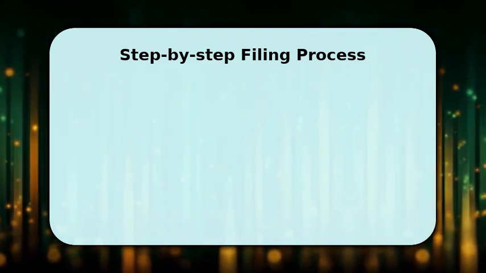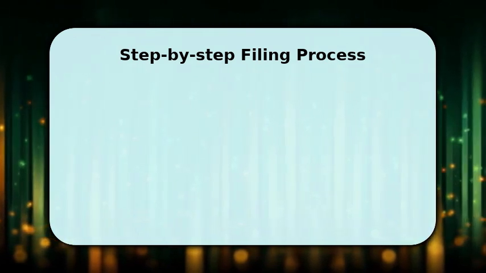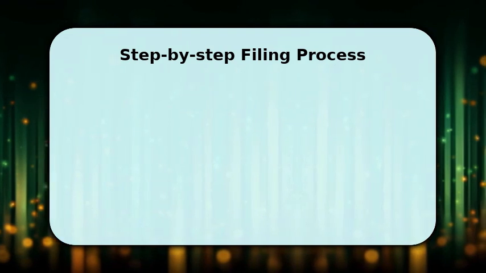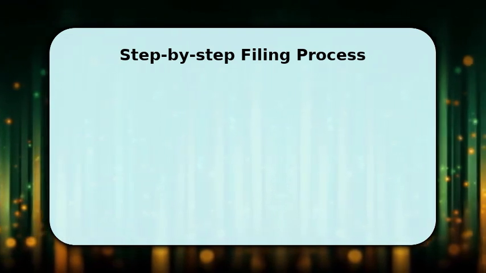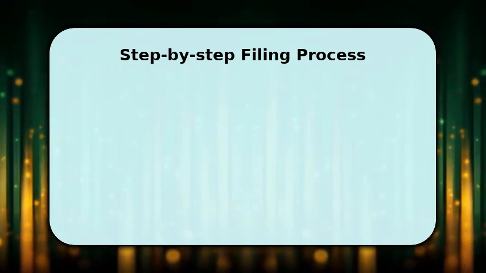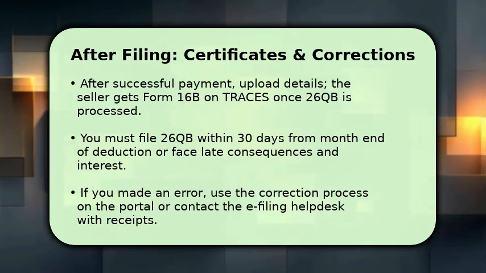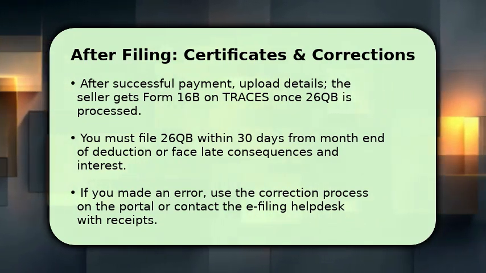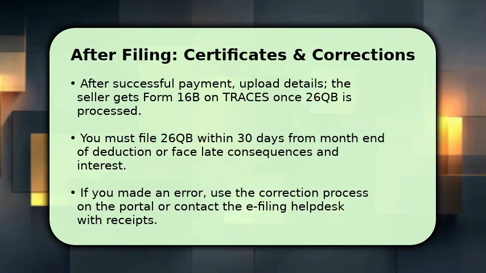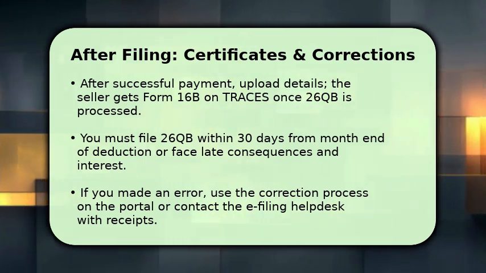Complete the payment for the exact 1% amount plus any bank charges, then download the auto-generated 26QB challan receipt. The portal will display a 26QB reference and payment confirmation for records. Once the 1% TDS payment and Form 26QB submission succeed, the system forwards details to the TRACES portal, and the seller can download Form 16B as the TDS certificate.